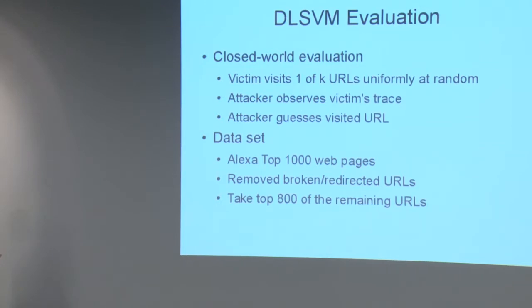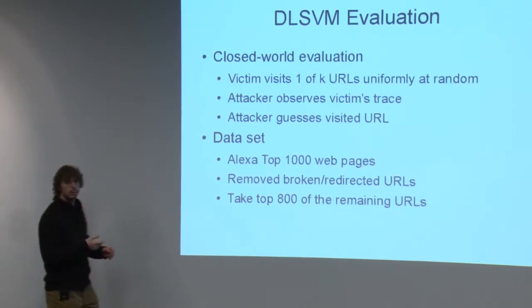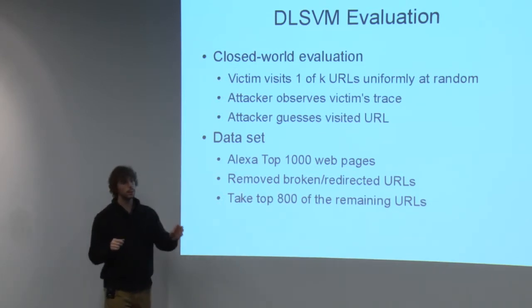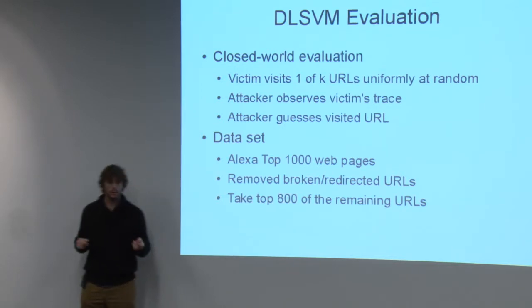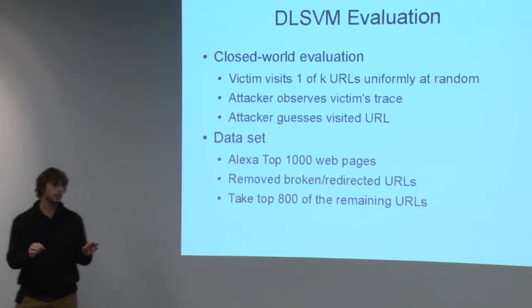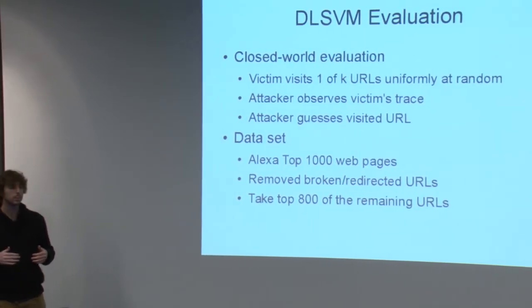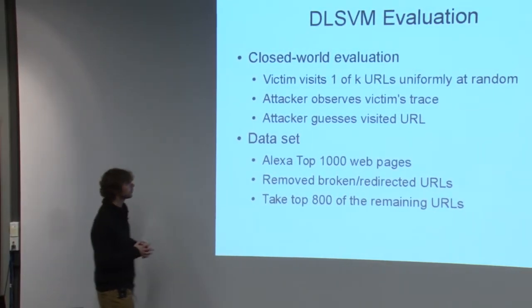In a closed world evaluation, there are k different websites or web pages that the victim can visit, and the victim is assumed to choose one page uniformly at random from that set of k URLs and then visit that page. The attacker gets to observe that trace and then now has to make a guess which of those k sites did the victim choose.